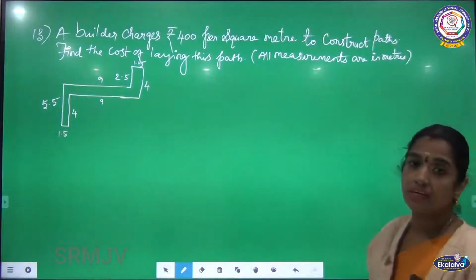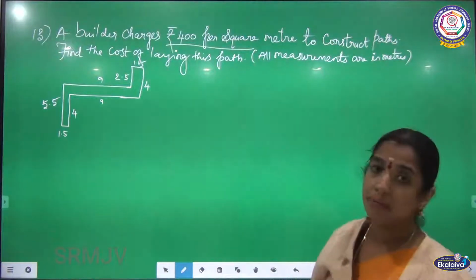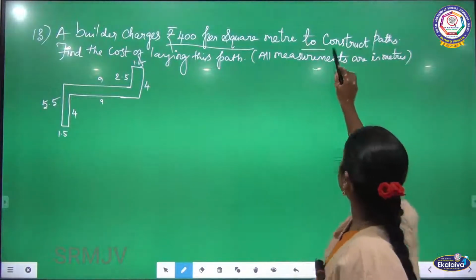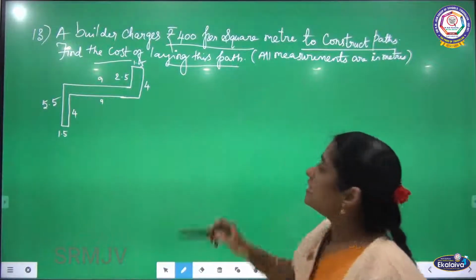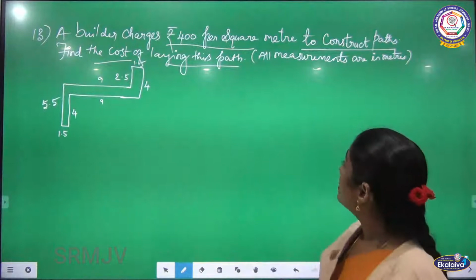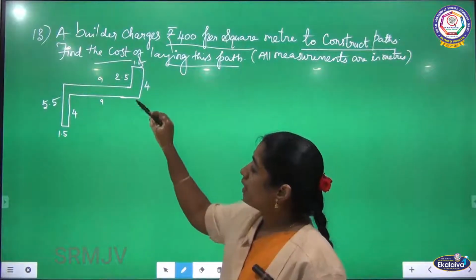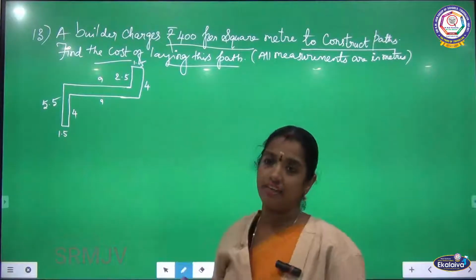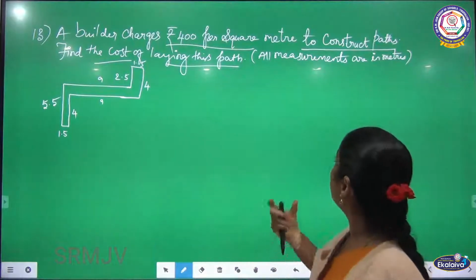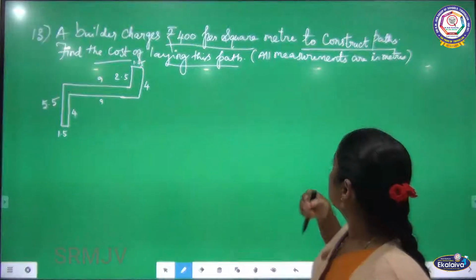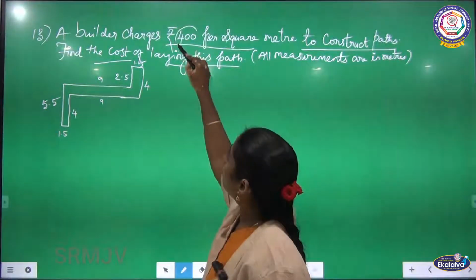Listen. A builder charges rupees 400 per square meter to construct a path. Find the cost of laying this path. Okay. See, I am going to find the area. First step, I am going to find the area of the figure. If I find the area of this figure, I can get some value in meters, and this I am going to multiply by 400.